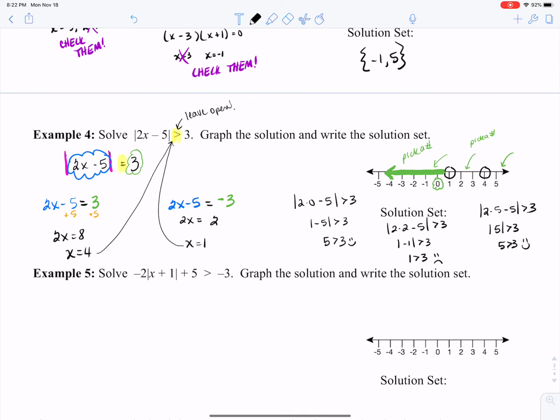Yes, that works. So come over here and shade all of this. Okay, almost finished. Now, I kind of didn't give you a place to do this on your paper, but write your solution set. Give me all of the numbers that we just colored green that work in my original inequality.